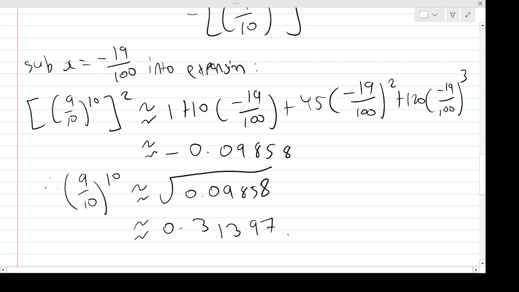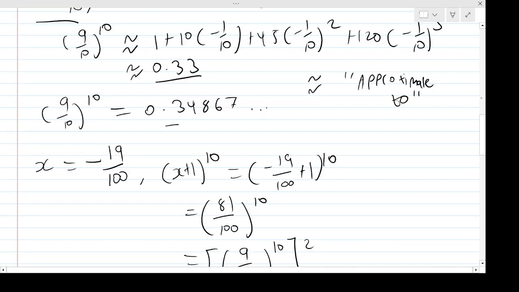And now that value, 0.313, is still fairly close to 0.348 something, right? That's the actual value of (9/10)^10.